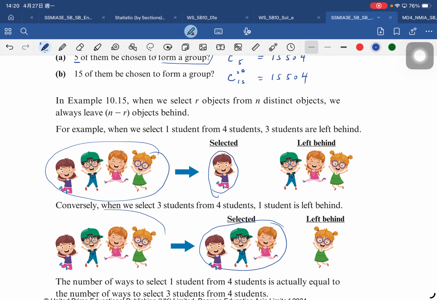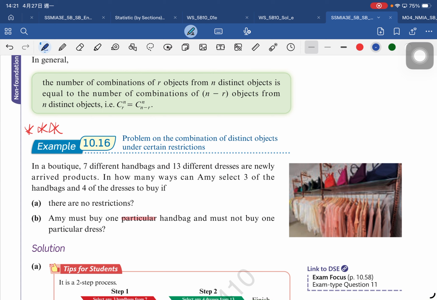In a particular shop, 7 different handbags and 13 different dresses are on sale. In how many different ways can Amy select 3 handbags and then 4 dresses?